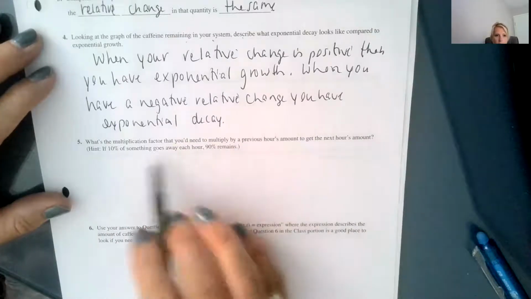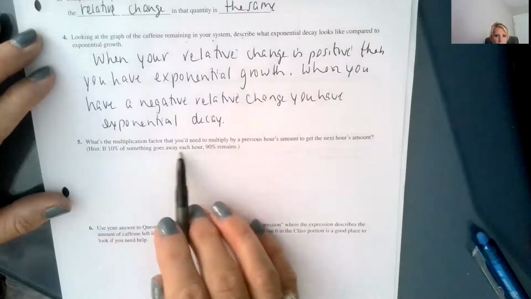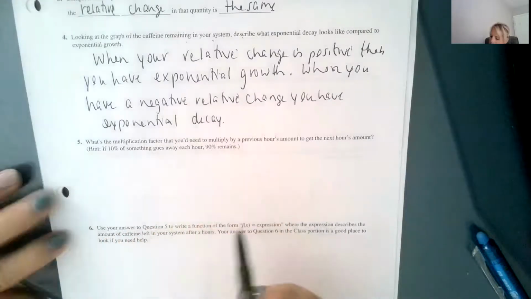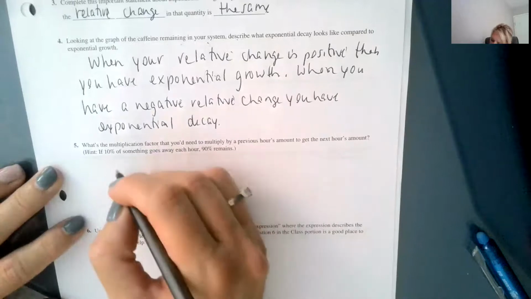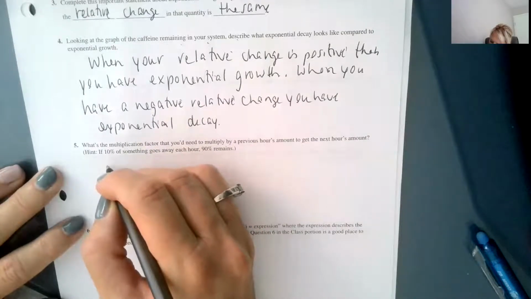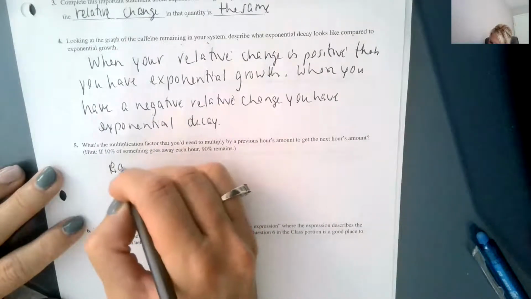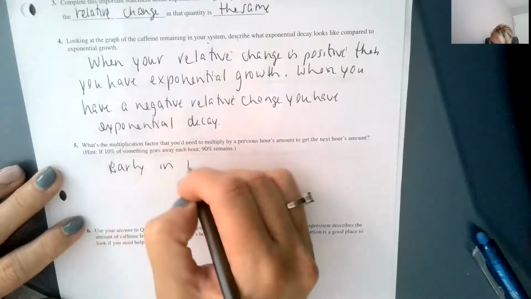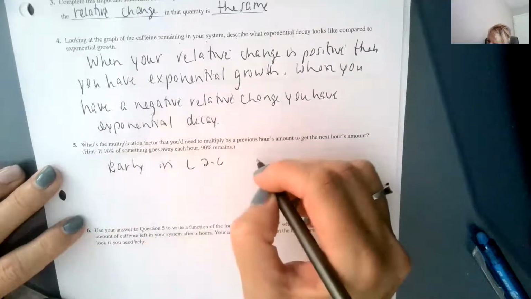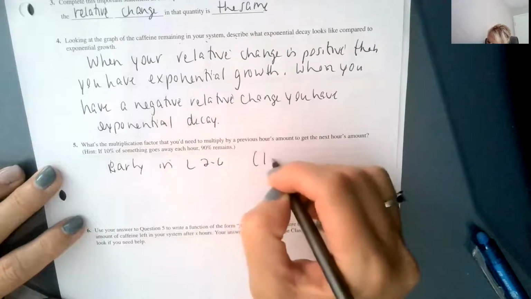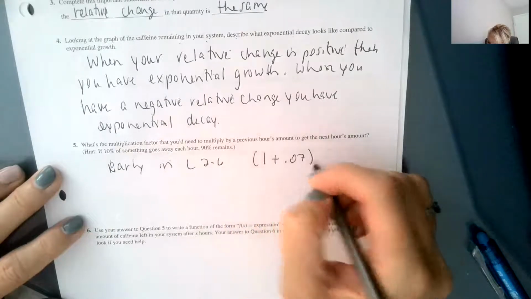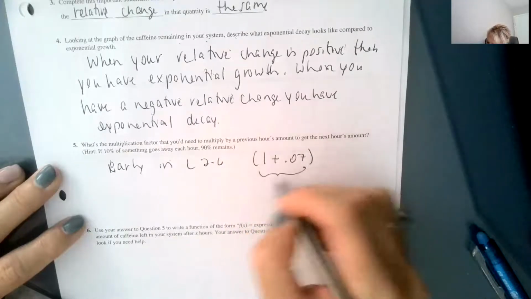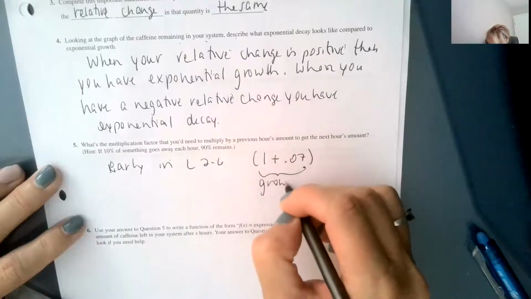Okay. So what's the multiplication factor that you'd need to multiply by a previous hour's amount to get the next hour's amount? Hint, if 10% of something goes away each hour, 90% remains. Okay, so earlier in lesson 2.6, we had our 1 plus 0.07, and that was our growth factor.